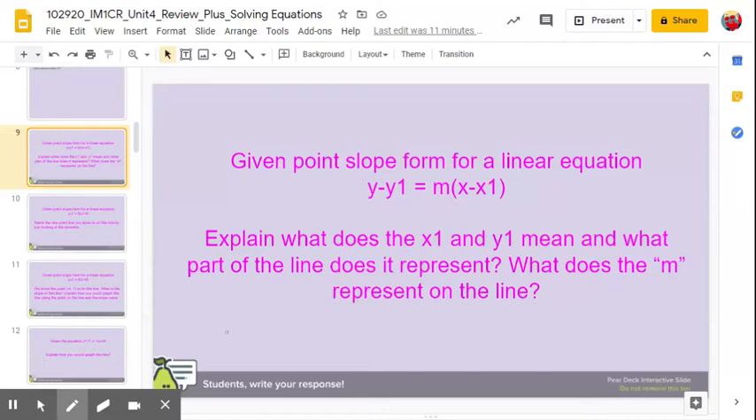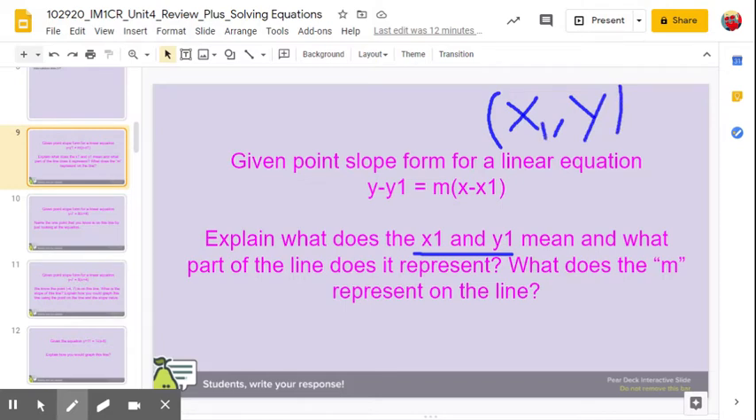All right, let's look at the solutions for slides 9 through 13. So we have point slope form. It says explain what the x1 and the y1 mean and what part of the line it represents. Well, all that is, that's fancy notation for a point that's on the line. So we know a point is made up of an x and a y, and all they're saying is x1.